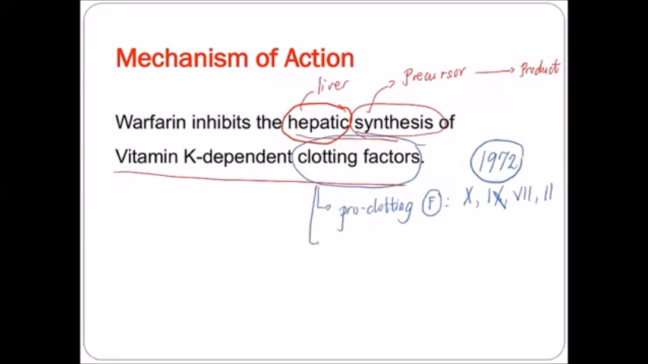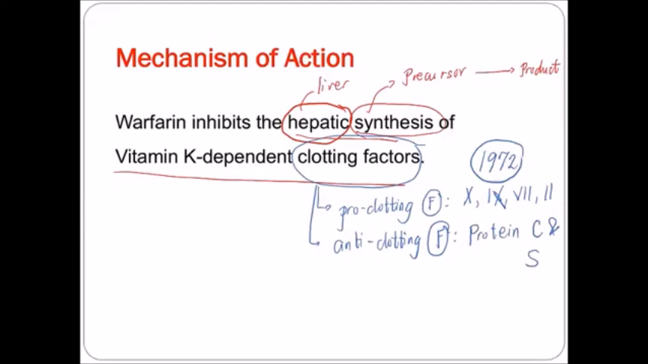Now, we also have clotting factors that are considered anti-clotting factors. We also have anti-clotting factors that need vitamin K for their production. These promote bleeding instead. Examples are protein C and also protein S. So I repeat, these are protein C and S. These are the anti-clotting factors that need vitamin K.